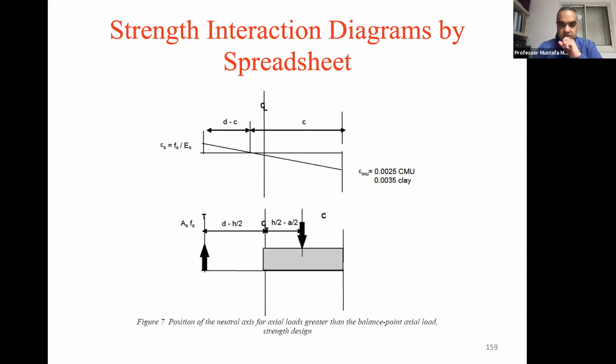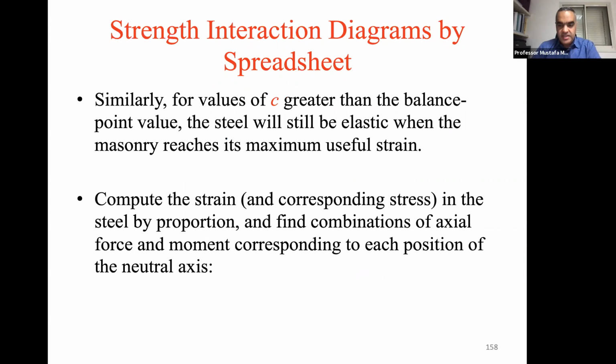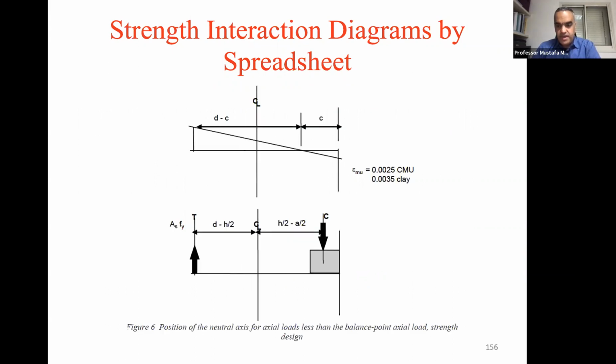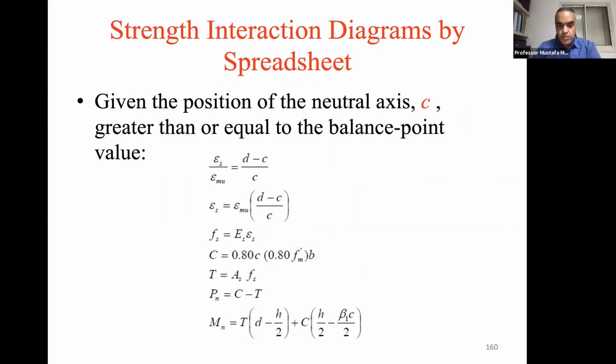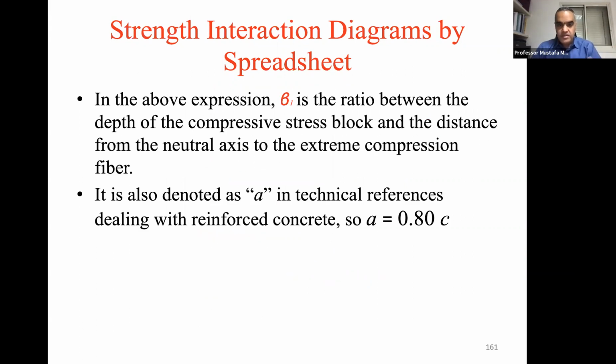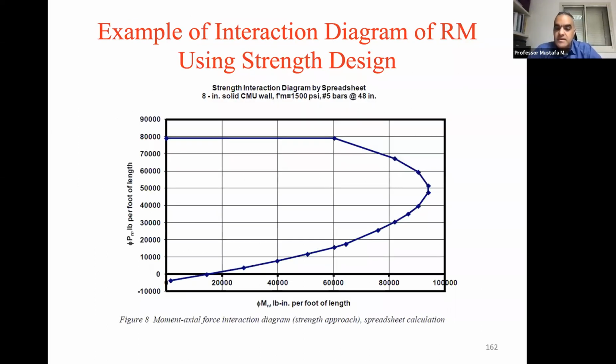So you go from a range like this, the depth of the compression block, to something like that, before and after. Here you have all the procedure for how to calculate that. We know beta 1 is 0.8, and A is 0.8 C. This is a more accurate interaction diagram that you can create from the equations that we just added here.